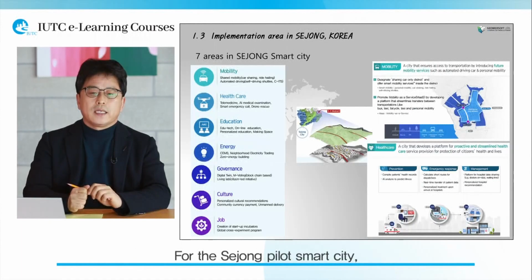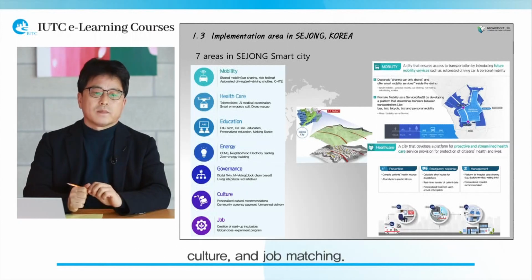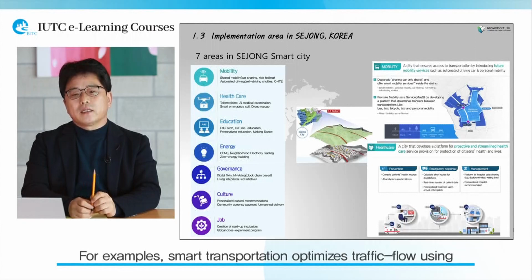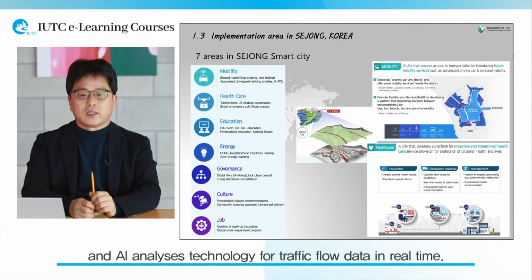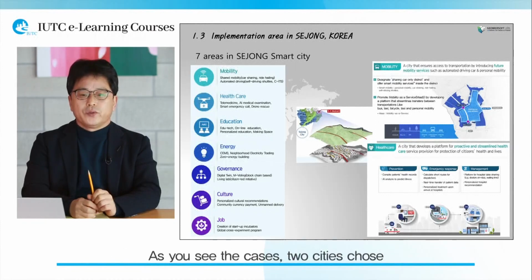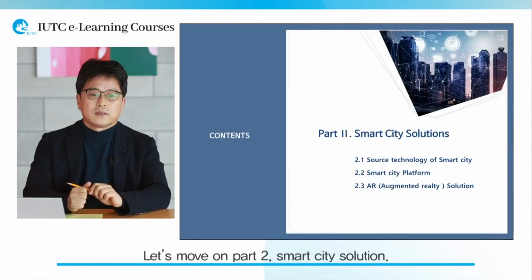For the Sejong pilot smart city, the aim is to provide a better daily life for citizens. They chose 7 areas of AI-based smart city factors: mobility, healthcare, education, energy, governance, culture, and job matching. For example, smart transportation optimizes traffic flow using sharing-based transportation technologies and AI analysis of traffic flow data in real time. As you see in these cases, the two cities chose smart city factors considering the city's environment and conditions, and the social and political concerns of citizens and government.